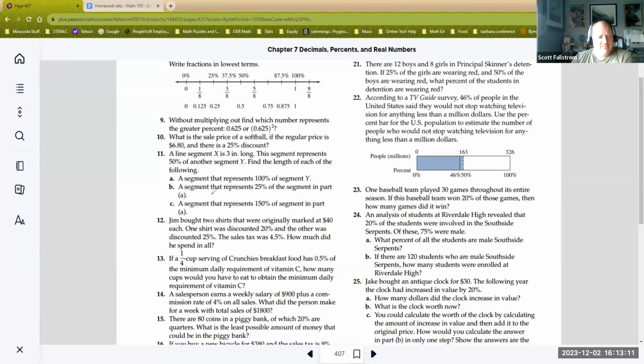Let's see, I skipped 11. Right. Let's see here. 12. Jim bought 2 shirts that were marked at $40 each. One shirt was discounted 20%, the other was 25%. Sales tax was 4.5%. How much did he spend in all? Well, there we go. Go to it, one at a time.